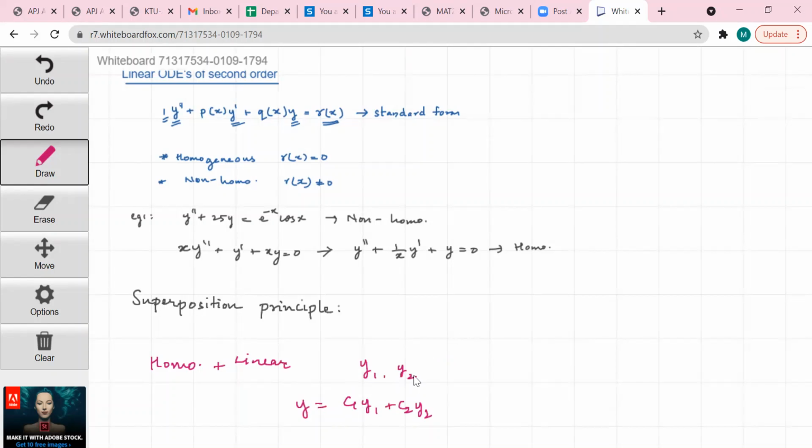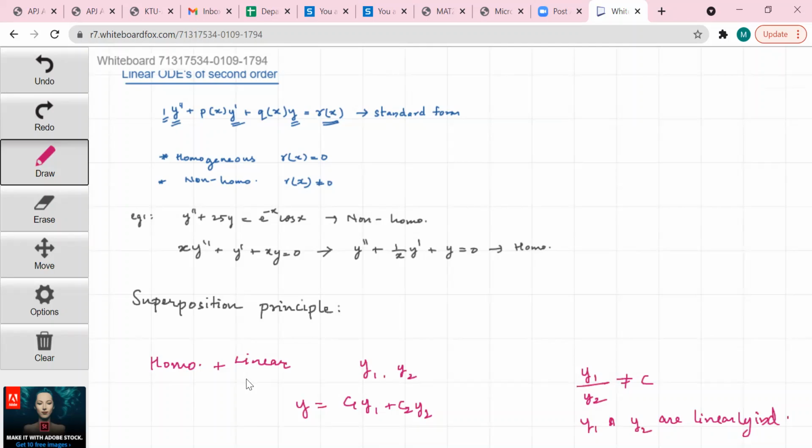Now, if y1 and y2 are not constant multiples of each other, that is, y1 by y2 is not a constant, then we say that y1 and y2 are linearly independent. And the linearly independent solutions of a homogeneous linear ODE are called a basis. They form a basis for the general solution.